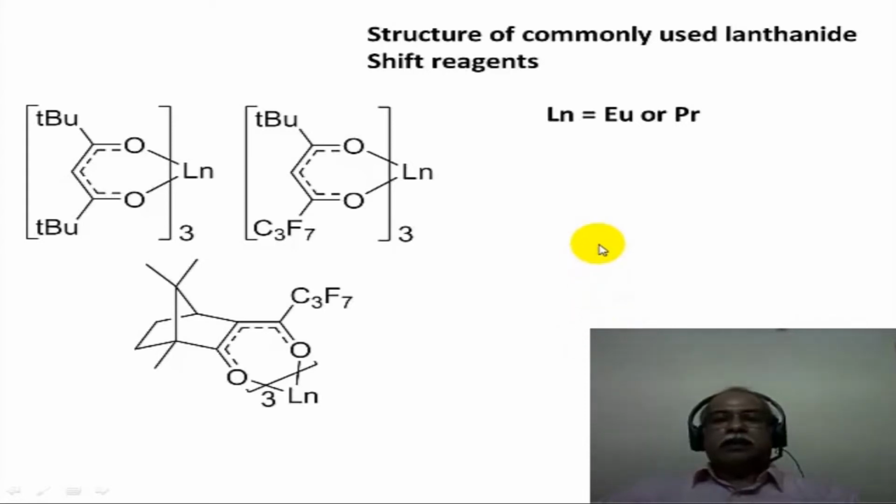These are the structures of commonly used lanthanide shift reagents. You can see here each one of these ligands is a beta diketonate kind of ligand, and three such ligands are chelating to the lanthanide ion. The usual lanthanide ions that are used are europium 3+ and praseodymium 3+. This is a chiral lanthanide shift reagent. This is extremely useful when one wants to analyze enantiomeric mixtures of compounds. In other words, a racemic mixture of compounds can be analyzed using a chiral shift reagent. We'll see some examples of the use of chiral shift reagents when we talk about stereochemical aspects by NMR spectroscopy.